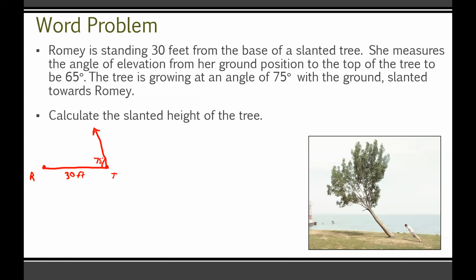You can do like a little arrow, so it's like the top of a tree. Romy to the top of the tree is that. There we go. And that is 65 degrees. There we go. Hopefully that's legible. It's a little sloppy. Anything else in this question?